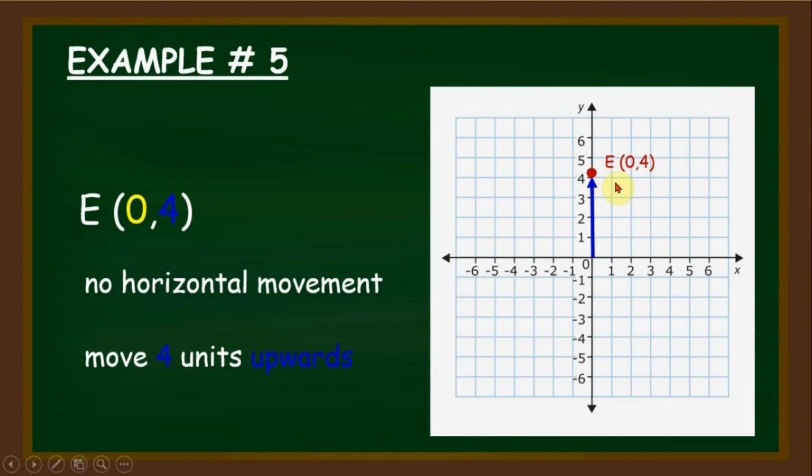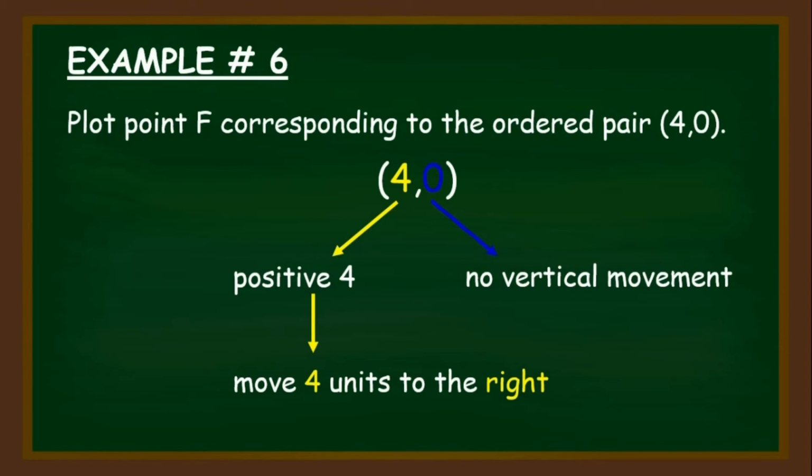Now, the problem is, in which quadrant does point E belong? It does not fall on quadrant 1 nor on quadrant 2. So the correct answer is that it's on the x or on the y axis. So it does not fall in any of the four quadrants.